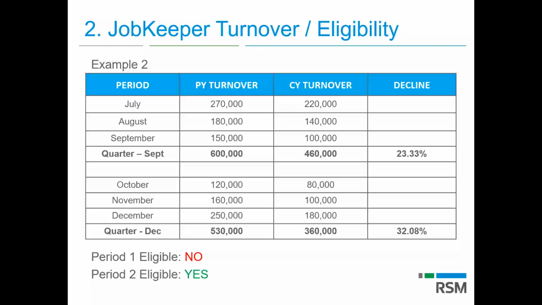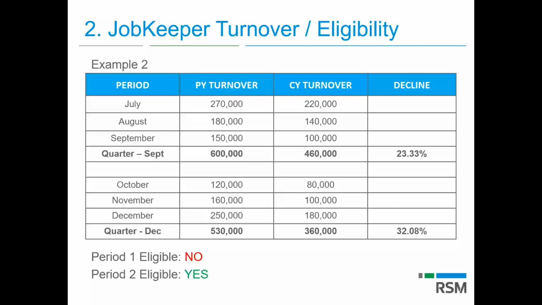Looking at another example, and again, for these purposes, we'll assume this is a for-profit entity and its aggregated turnover is less than $1 billion. We have, for the September 2019 quarter, turnover of $600,000 and current GST turnover for the September 2020 quarter of $460,000, leading to a decline of 23.33%. That is lower than 30%, so this entity does not qualify for the first period of JobKeeper 2. So all JobKeeper payments will cease if it were indeed registered in JobKeeper 1.